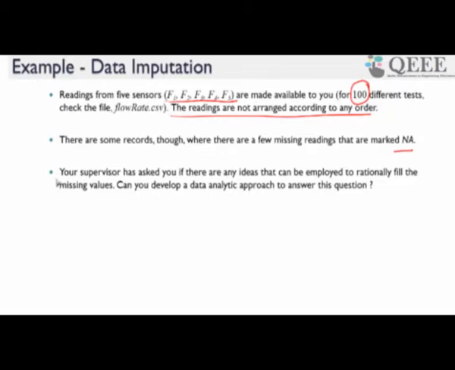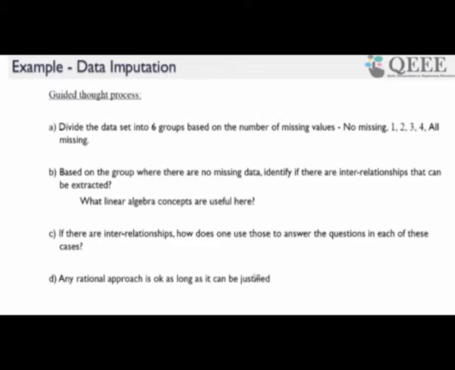So you have joined a data analytics team as an intern or something. Your supervisor has asked you to fill these missing values. Do you have any ideas to rationally fill these missing values? What data analytic approach should we use to answer this problem is the question. So this is the problem given to you. Essentially you are given data of 5 sensors and 100 readings. We will take you through the step-by-step procedure which you have seen just now, and solve this problem to an extent, and the rest of the problem you are going to solve as a project. So this is the question that is being asked.